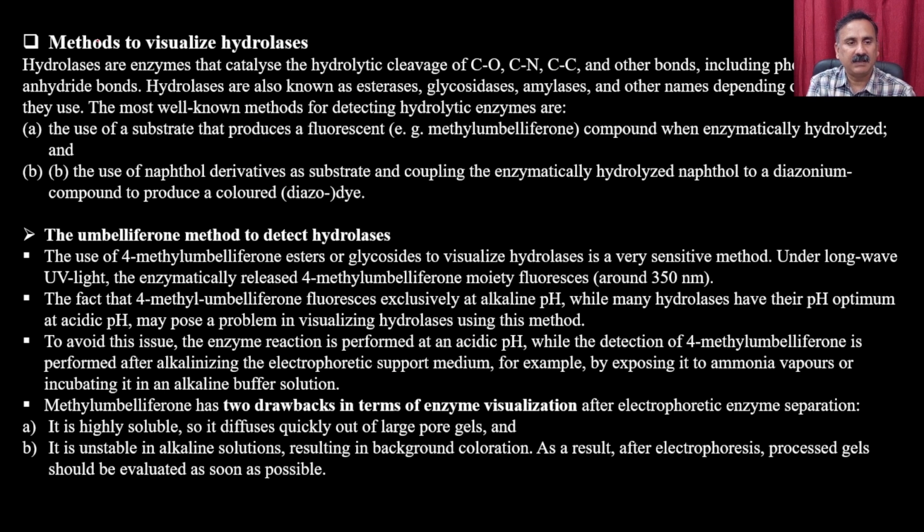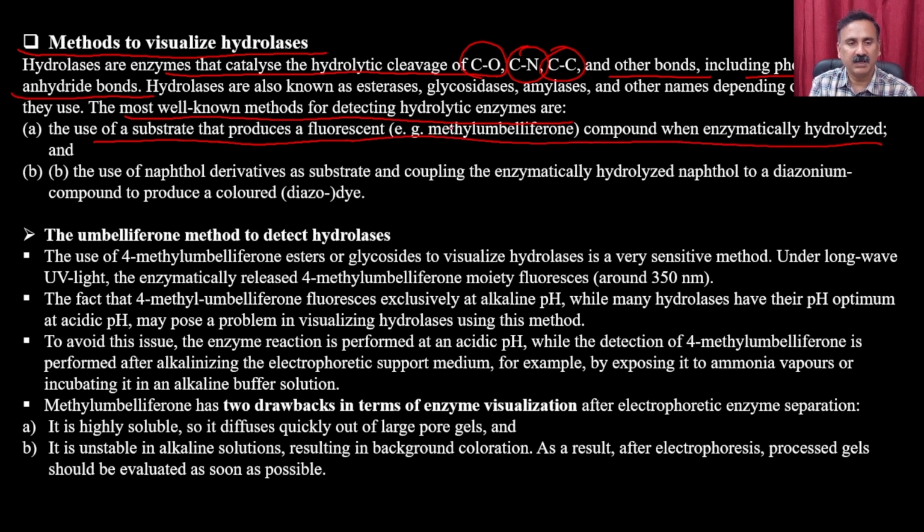Then we have the methods to visualize the hydrolases, right? Hydrolases are the enzymes that catalyze the hydrolytic cleavage of C-O, C-N, C-C, and all other kinds of bonds, including the phosphoric and anhydride bonds. The well-known methods for detecting the hydrolytic enzymes are the use of a substrate that produces a fluorescent compound when enzymatically hydrolyzed, and the use of a naphthol derivative in the substrate, coupling the enzyme-hydrolyzed naphthol to a diazonium compound to produce colored diazo dyes.